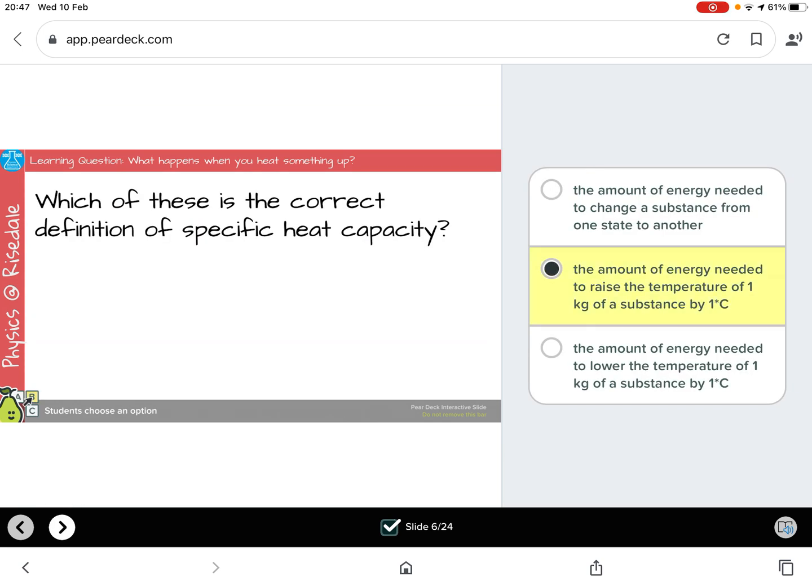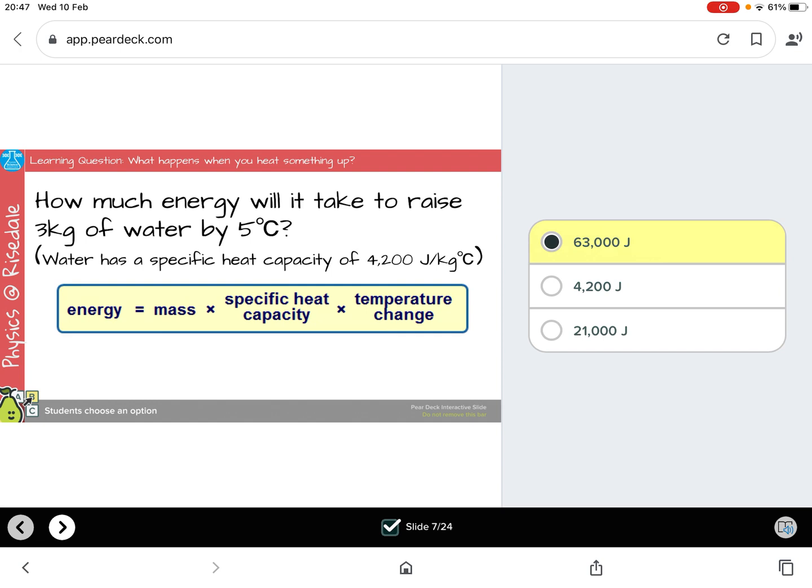Now back on slide 3, I gave you the definition of specific heat capacity, which is the amount of energy needed to raise the temperature of 1 kilogram of substance by 1 degree Celsius. This slide was your turn. You had seen an example, so you could work out the missing information. Mass was 3 kilograms, specific heat capacity in brackets here was 4,200 again, and the change in temperature this time was 5 degrees Celsius. So 3 times 4,200 times 5 equals 63,000 joules of energy.